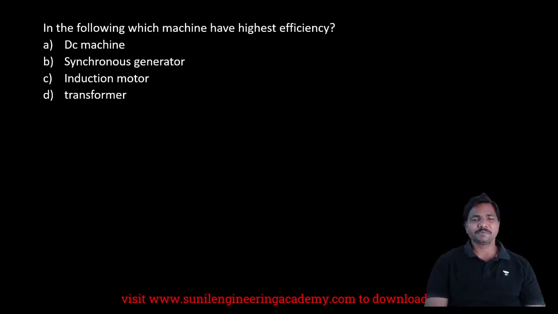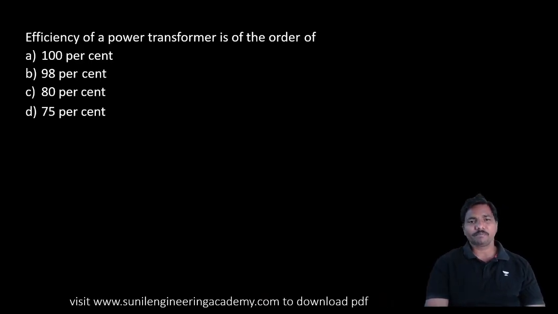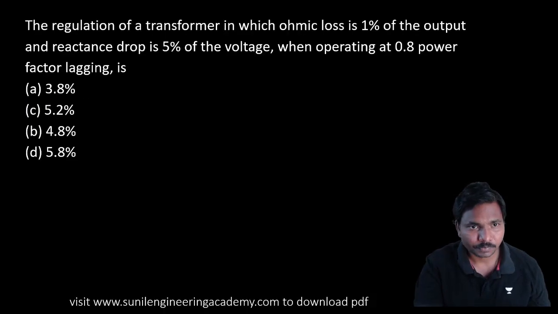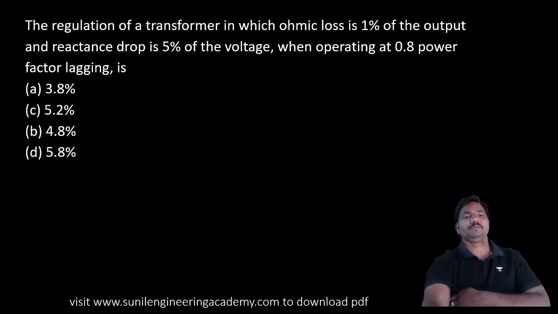In the following, which machine has the highest efficiency? We know very well that the transformer has very high efficiency among others. The remaining are all rotating machines, while the transformer is a static machine, so losses will be less and efficiency high. Efficiency of a power transformer is in the order of dash. Generally, the efficiency of a power transformer is more than 95%, so 98% is given. So we have to select 98% as the answer. Okay. And the next one is a regulation based question.